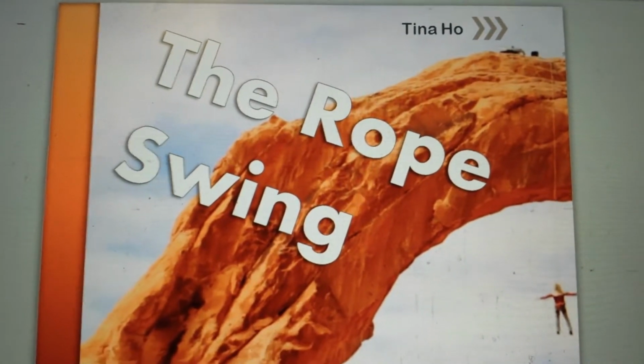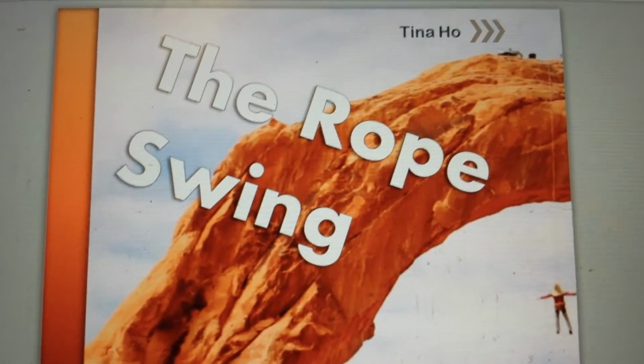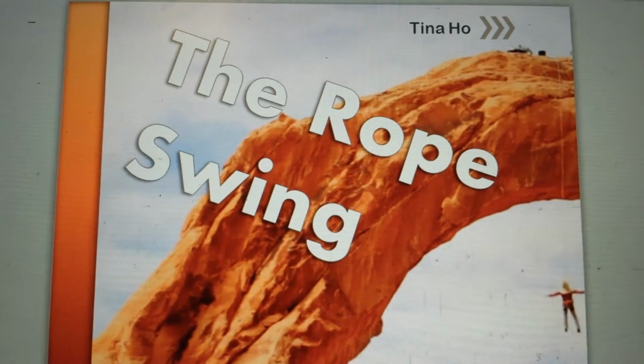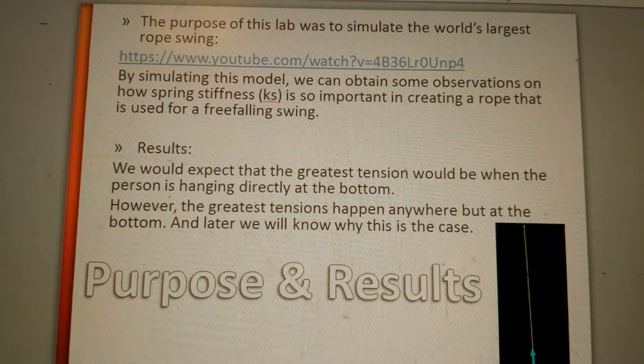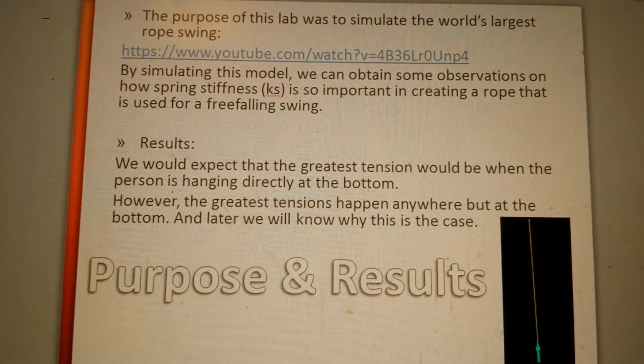Hi, welcome to my Lab 5, the Create Your Own Adventure Lab, and I chose to do one of the recommended ones, the rope swing. The purpose of this lab was to simulate the world's largest rope swing, and here's the video link, and I will show you a brief clip of the video because I think it was really cool.